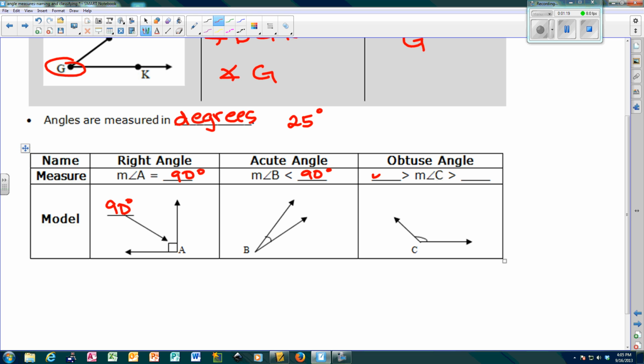And we're going to rewrite this. I don't like the order of this, so we're going to rewrite it. And we're going to say angle C is obtuse, so therefore the measure of angle C has to be greater than 90 but less than 180. Anytime you're writing an inequality like this, the smallest number needs to come first. So obtuse angles have to be between 90 and 180.